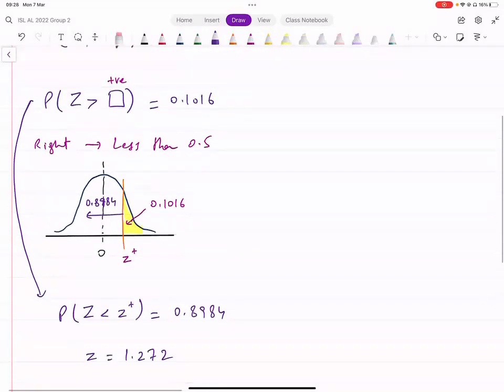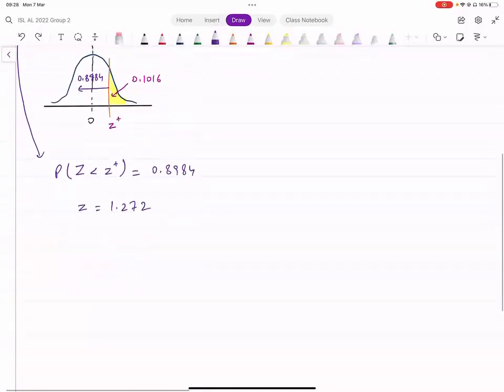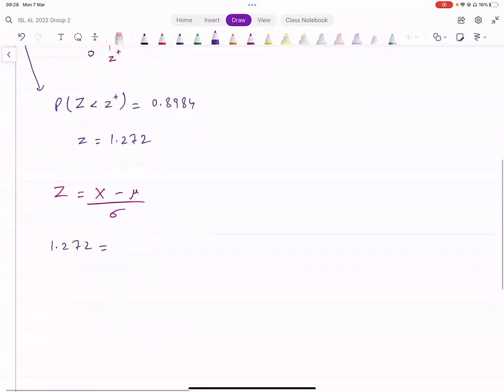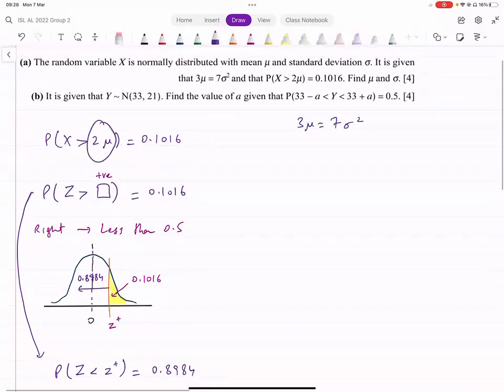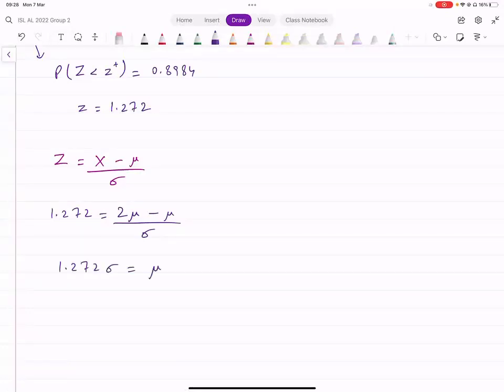अब क्या करेंगे? अब फॉर्मूला अप्लाई कर देंगे. We've got the value of x. We have to find mu and sigma. फॉर्मूला में वैल्यूज डालते हैं. z equals x minus mu over sigma. What's z? Z is 1.272. X is 2 times mu. Minus mu over sigma. What do we get from this? We get 1.272 sigma. That equals mu. That's another relationship that we have between mu and sigma.